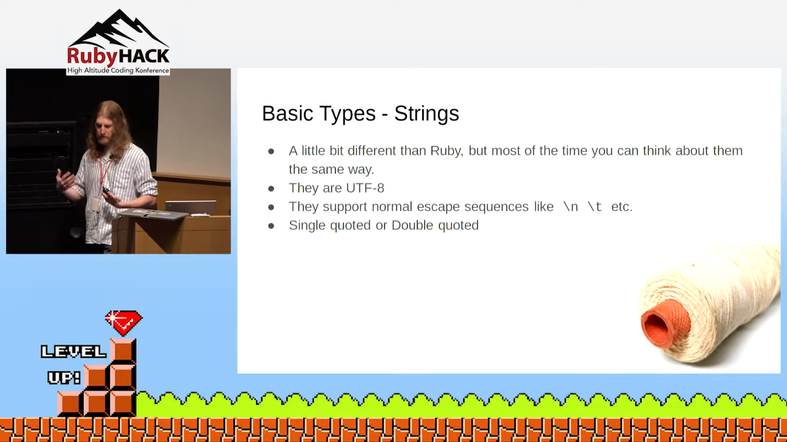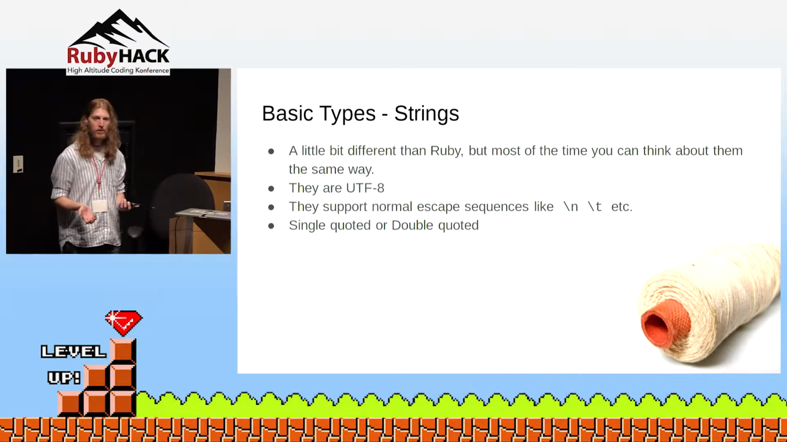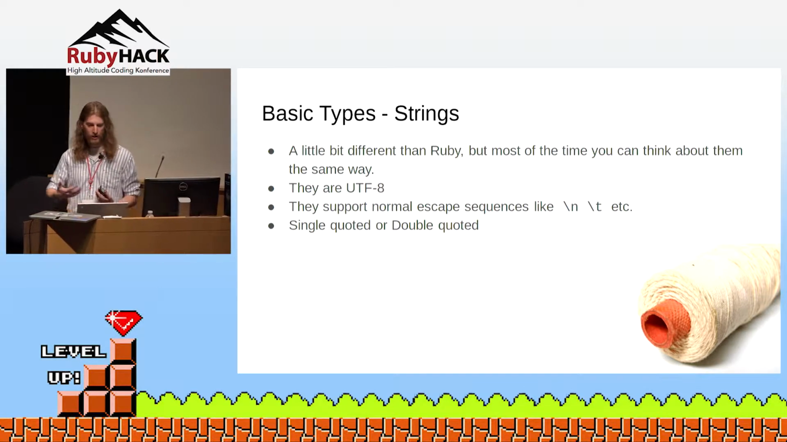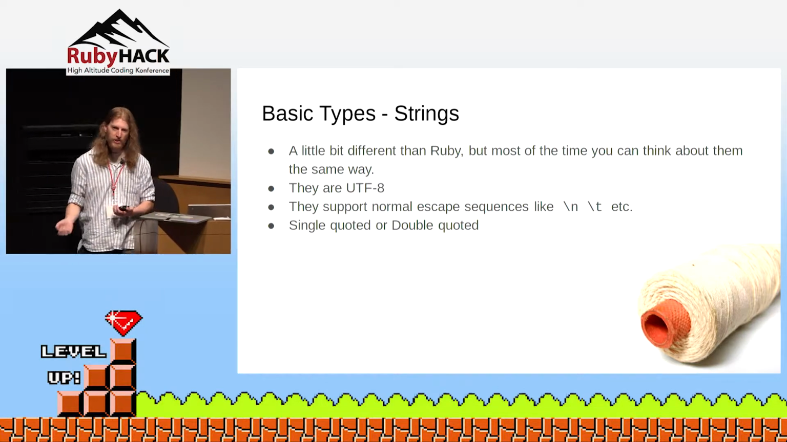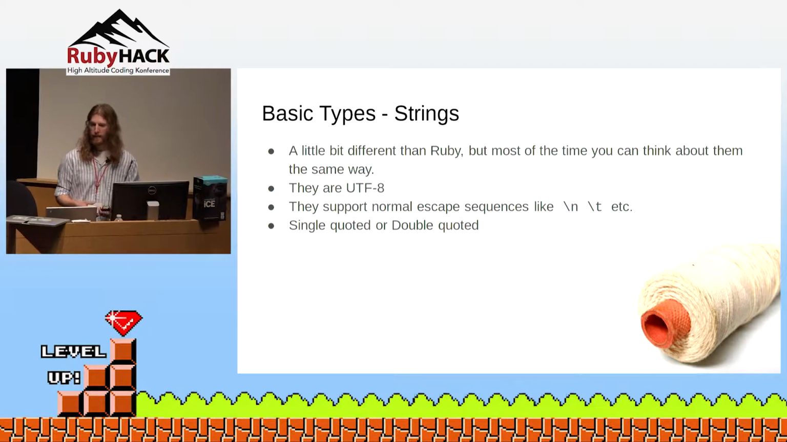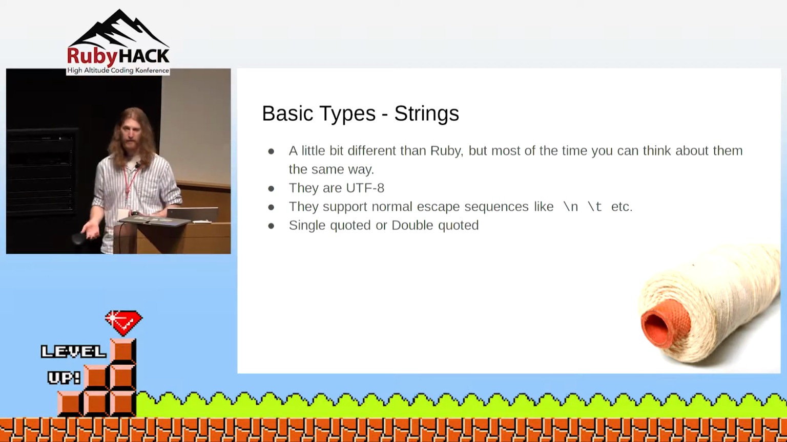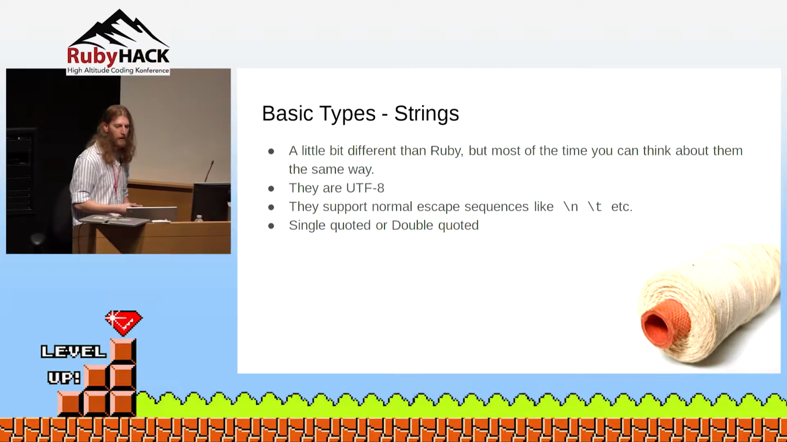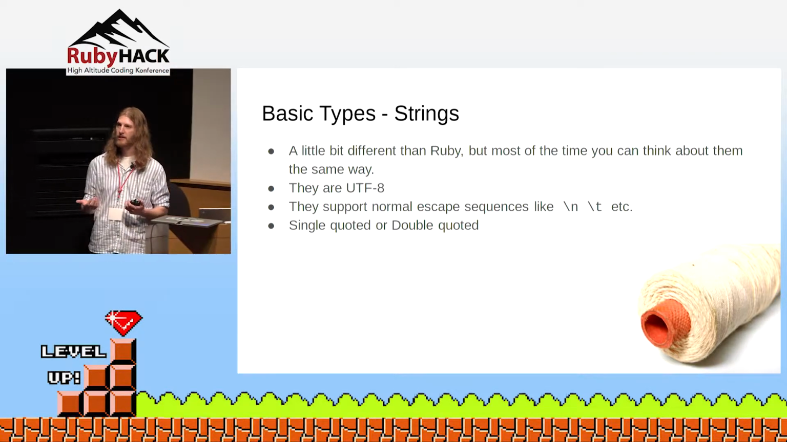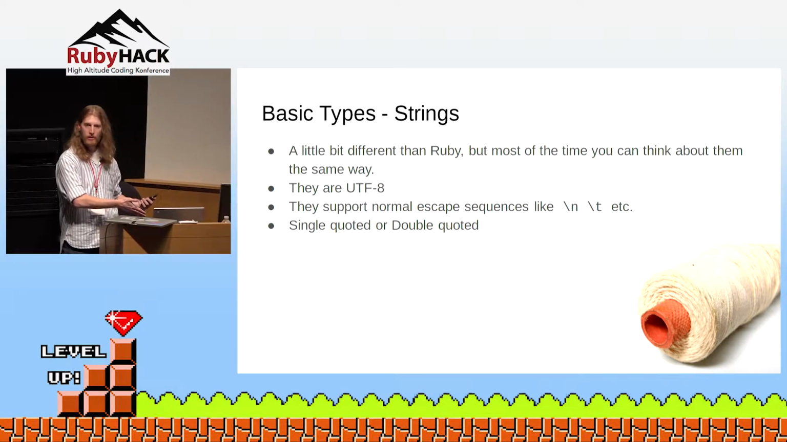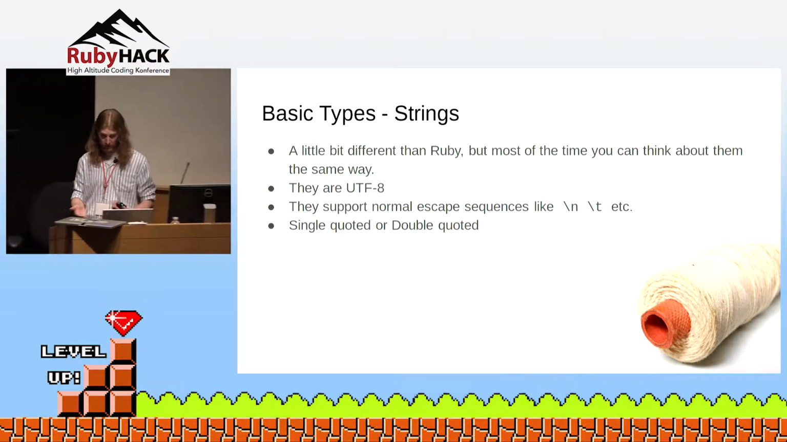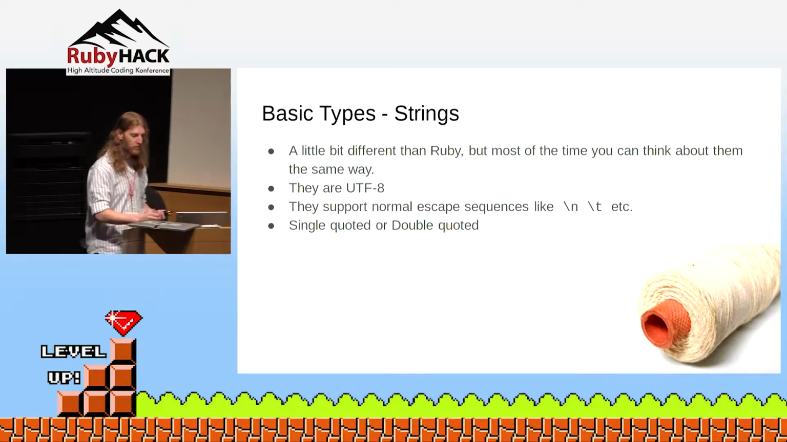So let's talk about strings, because the vast majority of applications are not useful without some sort of strings, particularly in the web. So strings are a little bit different in Ruby, but most of the time you can think of them the same way. Strings in Elixir are all UTF-8, and they support the normal escape sequences that you would expect, like \n, \t, etc. But there's basically two different types, and an Elixir purist might cringe as I explain this, but essentially you can think of them as single-quoted strings and double-quoted strings. In Ruby, they're basically the same except for interpolation, but in Elixir, they're actually very, very different, and there's important reasons.